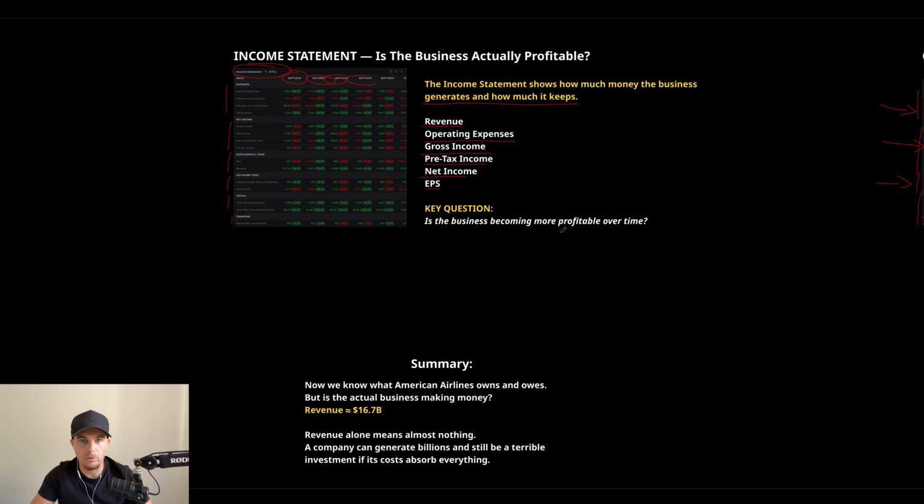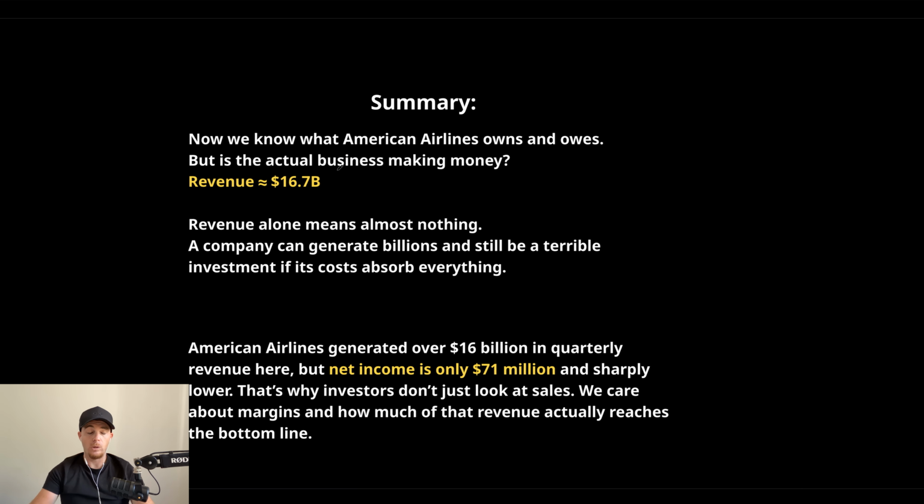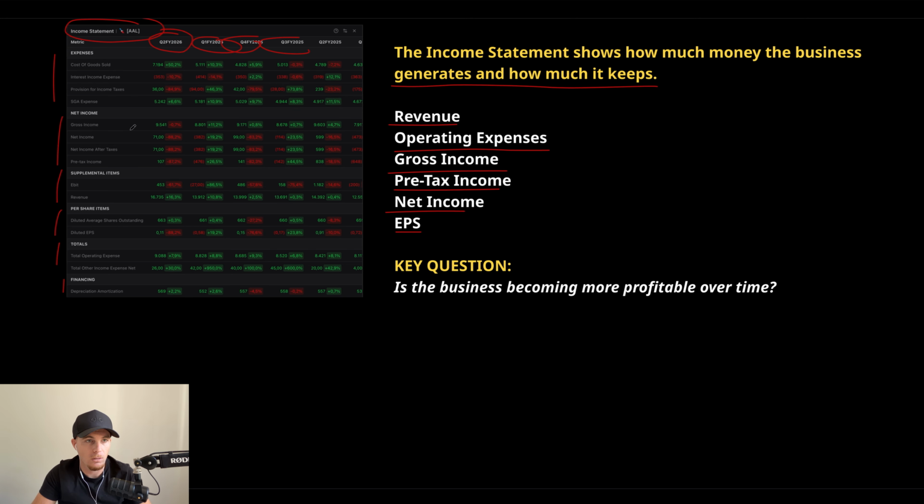Now, if we go back to the income statement after explaining what it is, and we make a quick summary, we know that now American Airlines owns and holds some stuff. But as I said, the question is, is American Airlines making money, yes or no? That's very simple. Yes, they make money. The revenue is about 16.7 billion, and you can check the revenue here. You have 16.7. Before, for Q1, it was 13.9.